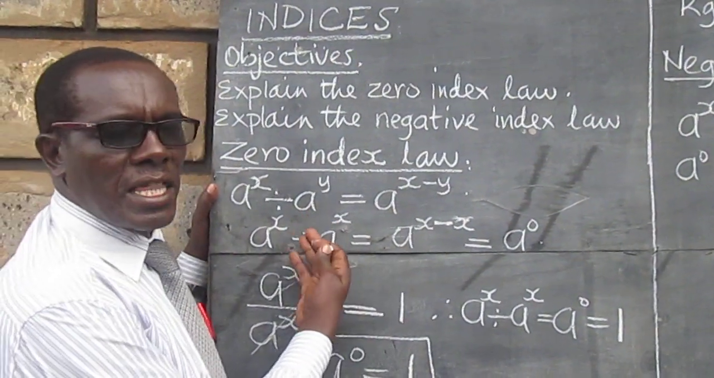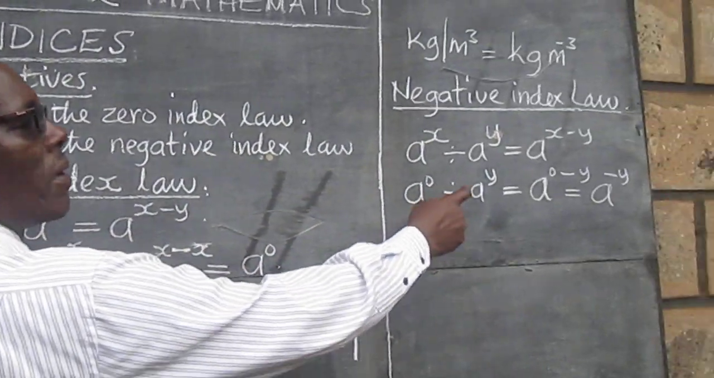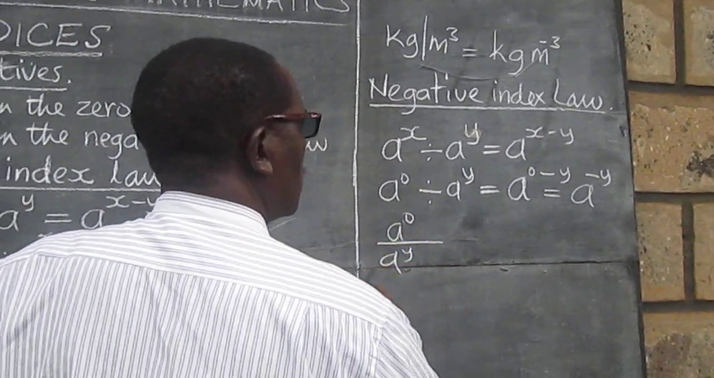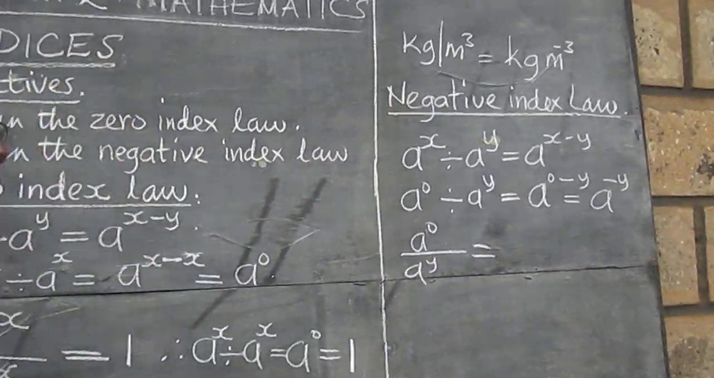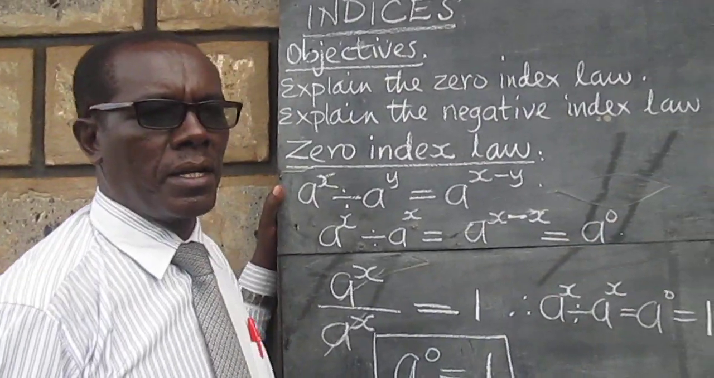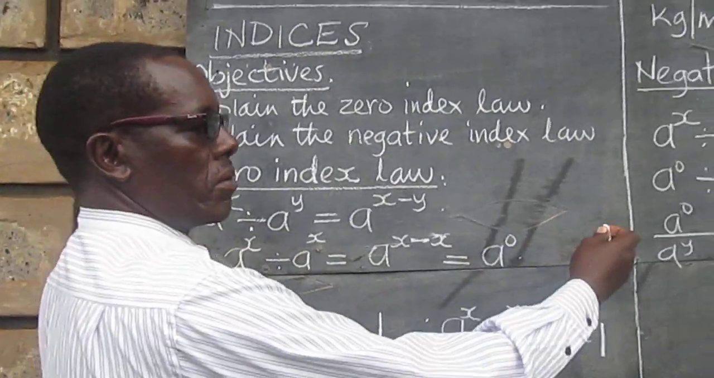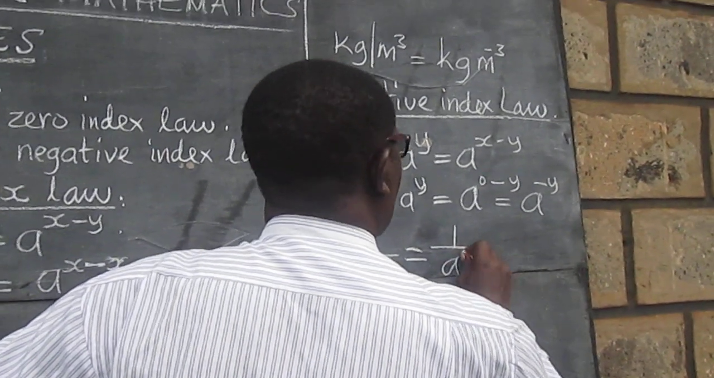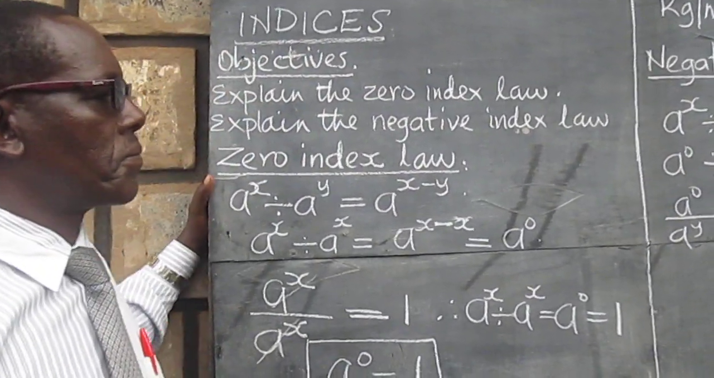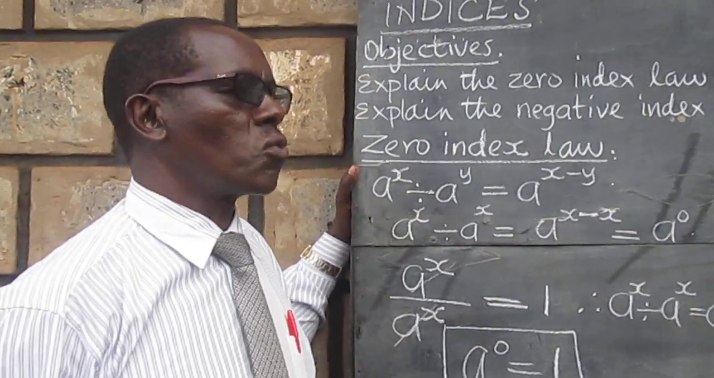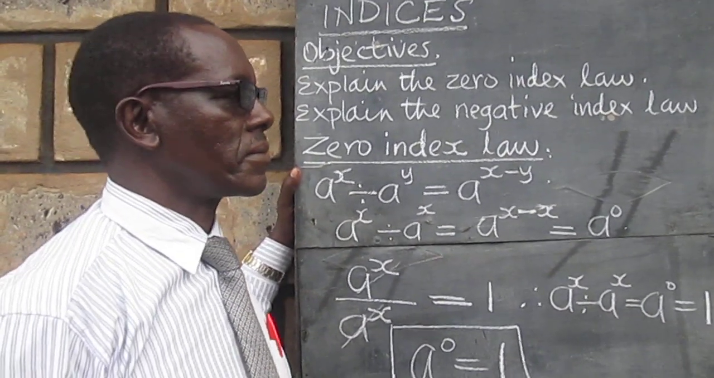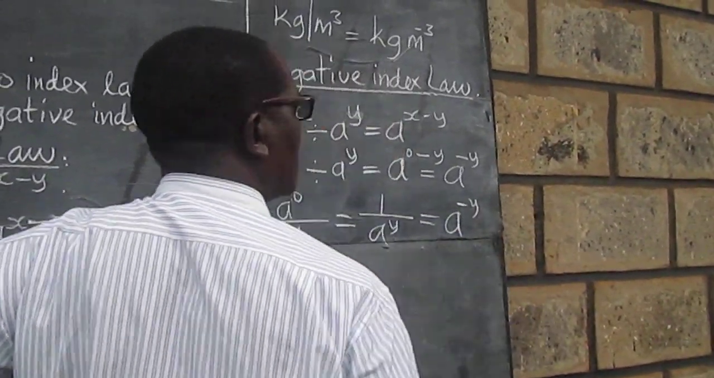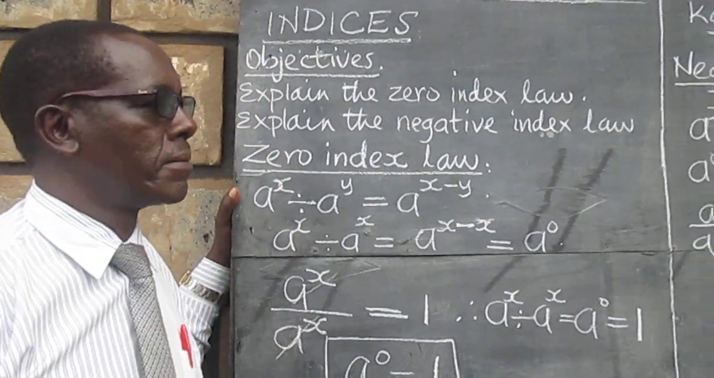But just like we did in this case, suppose we wrote a power 0 divided by a power y. We have already seen that a power 0 is 1, and therefore we can write this one in a different way. We can write it as 1 over a raised to y. But we also know that this is equal to a raised to negative y.